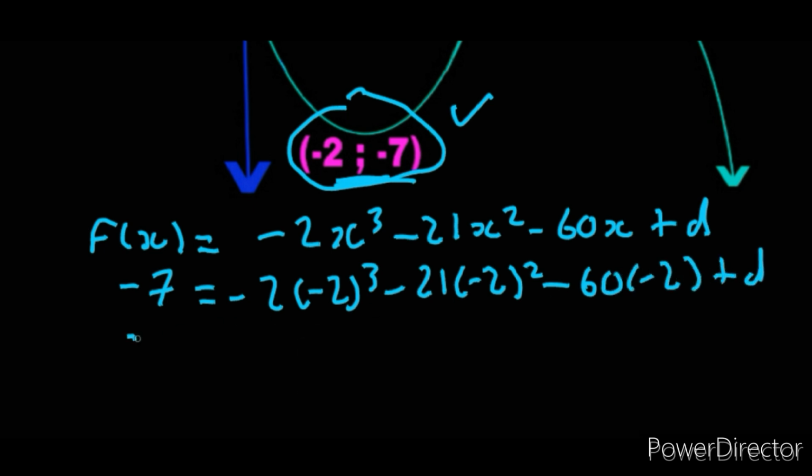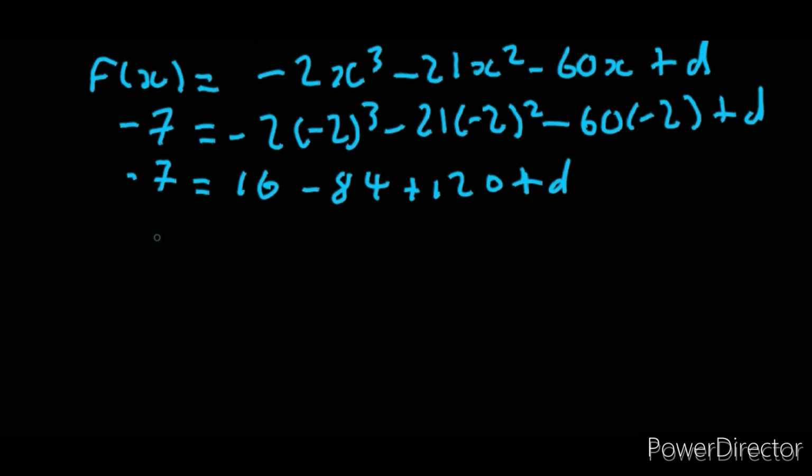So we have to just simplify the numbers. It's going to be minus 7 is equal to, so this is going to be minus 8. Minus 8 times 2 is going to be positive 16, and then this side is going to be minus 84. And then this side is going to be plus 120. So this is what we have so far. So let's proceed. This is still minus 7. When you look at this stuff, 120 minus 84, I know it's going to be 36, plus 16, it's going to be 52.